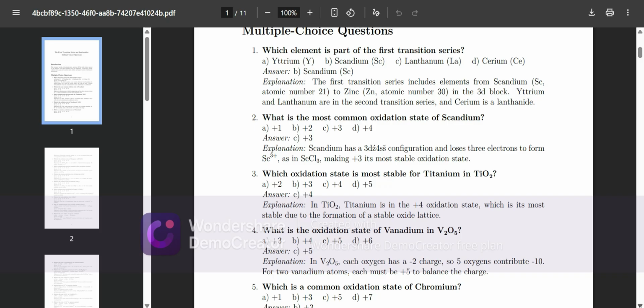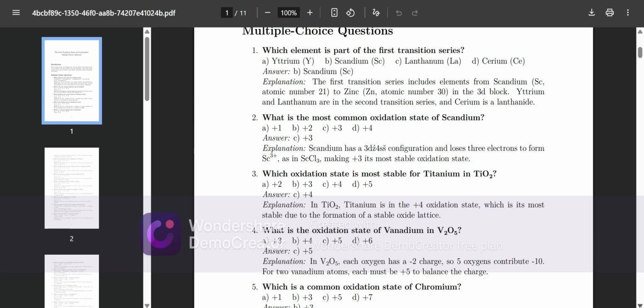What is the most common oxidation state of scandium? Plus 3. Scandium has a 3d1 4s2 configuration and loses 3 electrons to form scandium 3+, as in ScCl3, making plus 3 its most stable oxidation state.